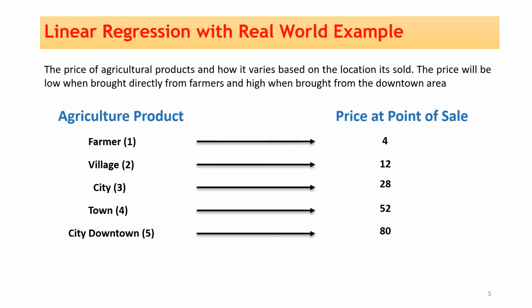Now this table indicates that if the agriculture product is sold directly from the farmer, then the price will be low, which is equal to 4. And if this product is sold from the city downtown, then the price will be equal to 80, meaning a higher price.